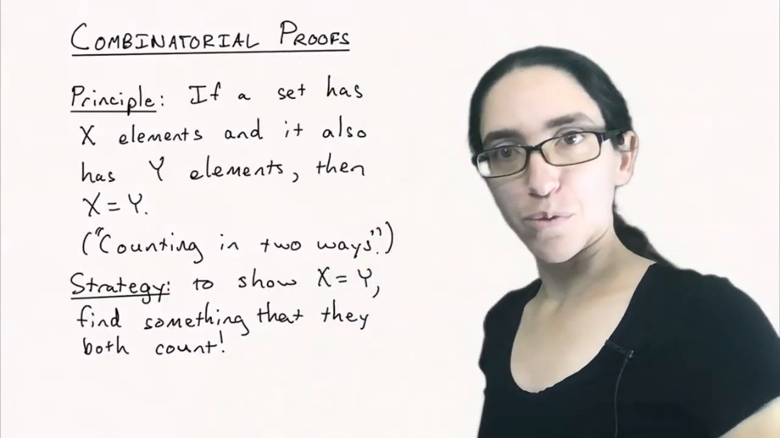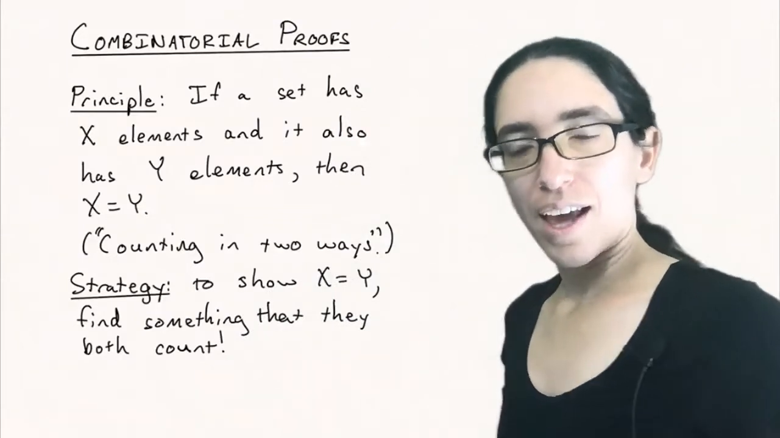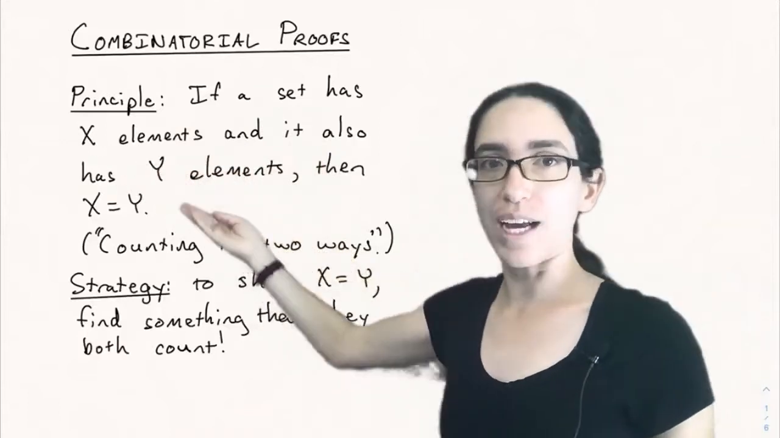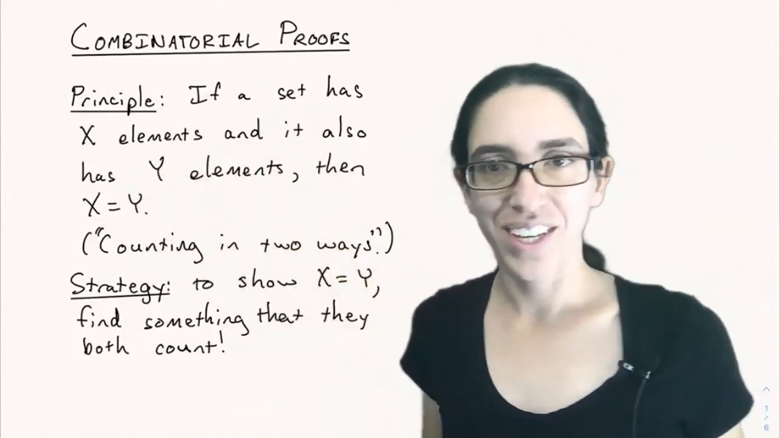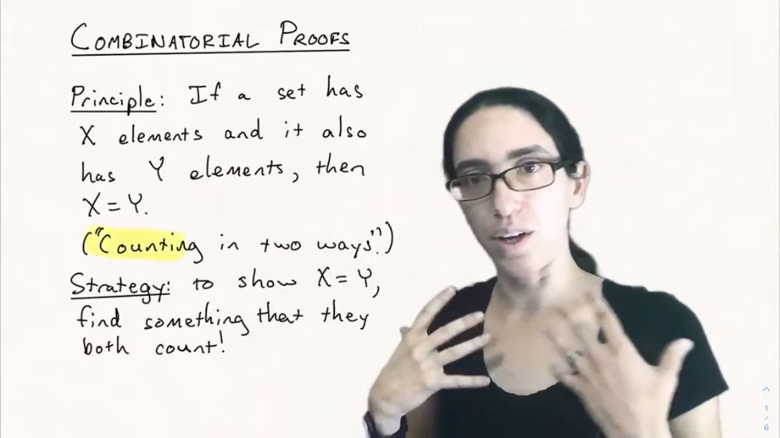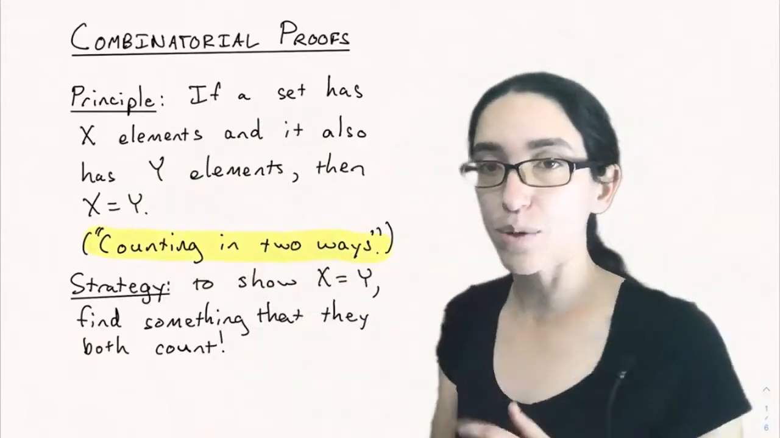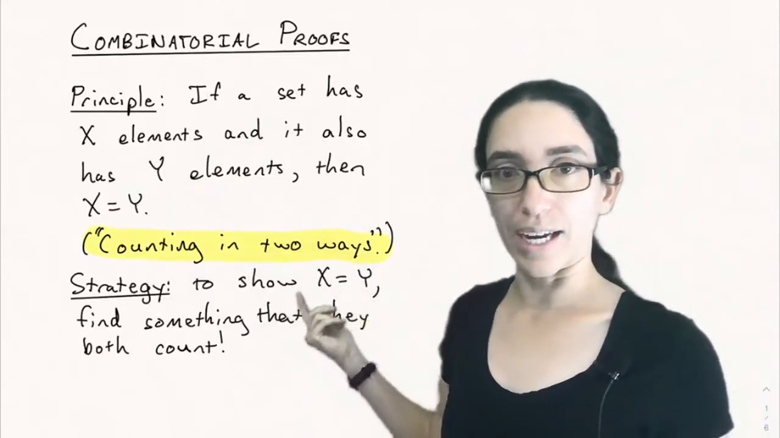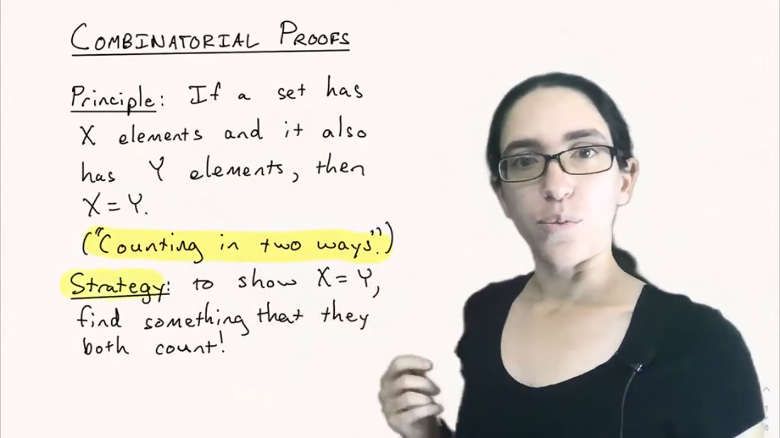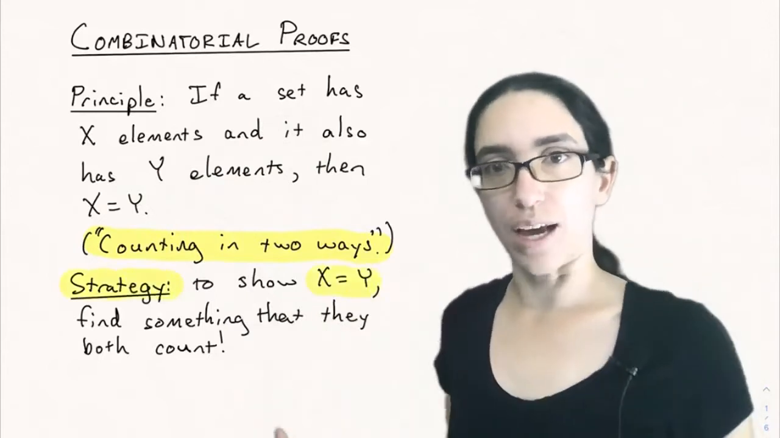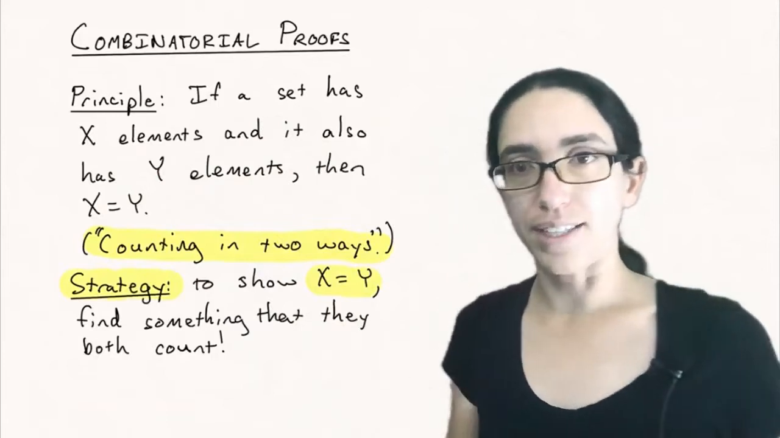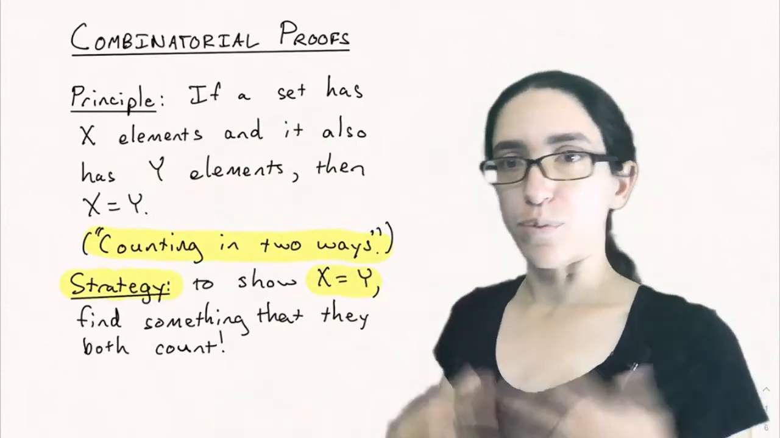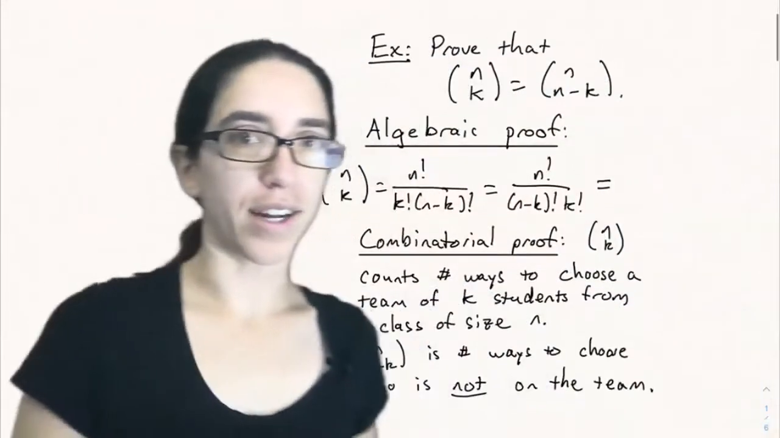This is the second type of proof we're seeing in this class after induction, and it's based on a very simple principle, which is that if a set has x elements and it also has y elements, then x must equal y. Now this seems intuitive, but it leads to a very useful proof strategy called counting in two ways. When we want to show that two quantities x and y are equal, we just have to find something that they both count, some set that has both x elements and y elements, and then you know that x equals y. So we're going to see some examples of this in practice today.